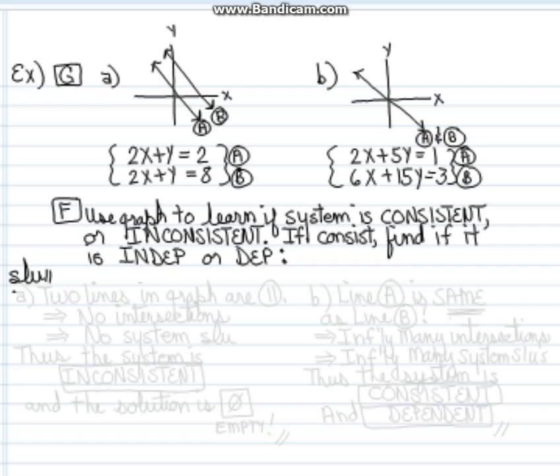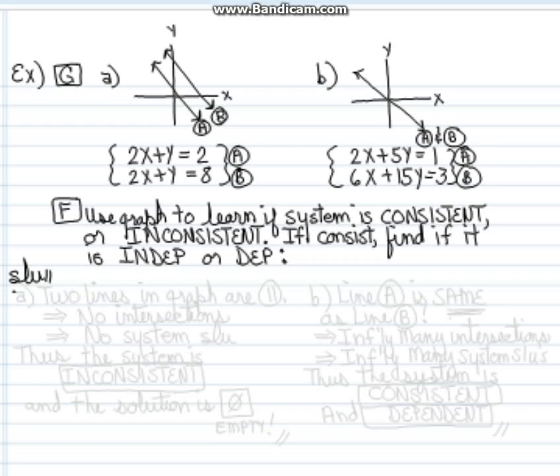We are given the graph of two equations in part A. Equation capital A is 2x plus y equals 2, and it's graphed as a straight line. Equation capital B is 2x plus y equals 8, and it is graphed as a straight line. For part B, we're given equation 2x plus 5y equals 1. That's equation A, and it's graphed as a straight line.